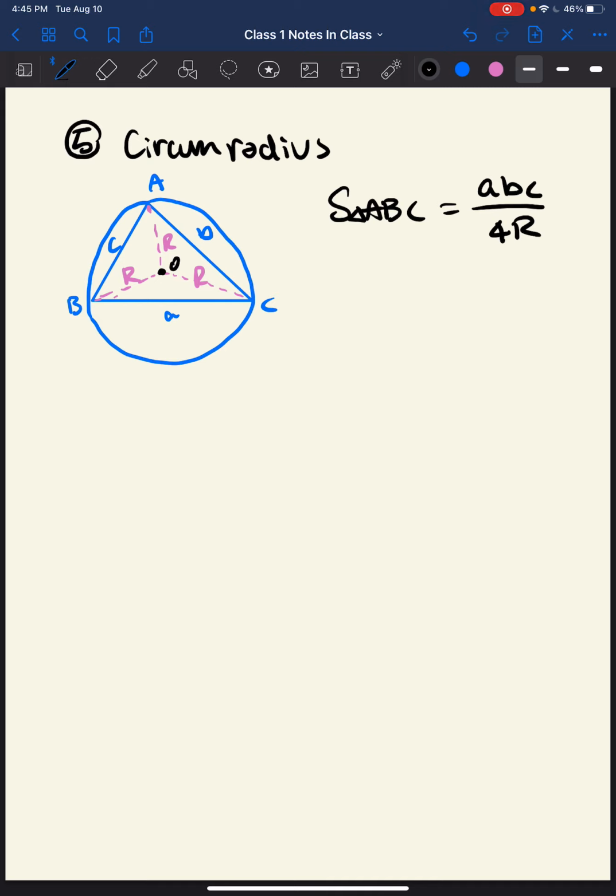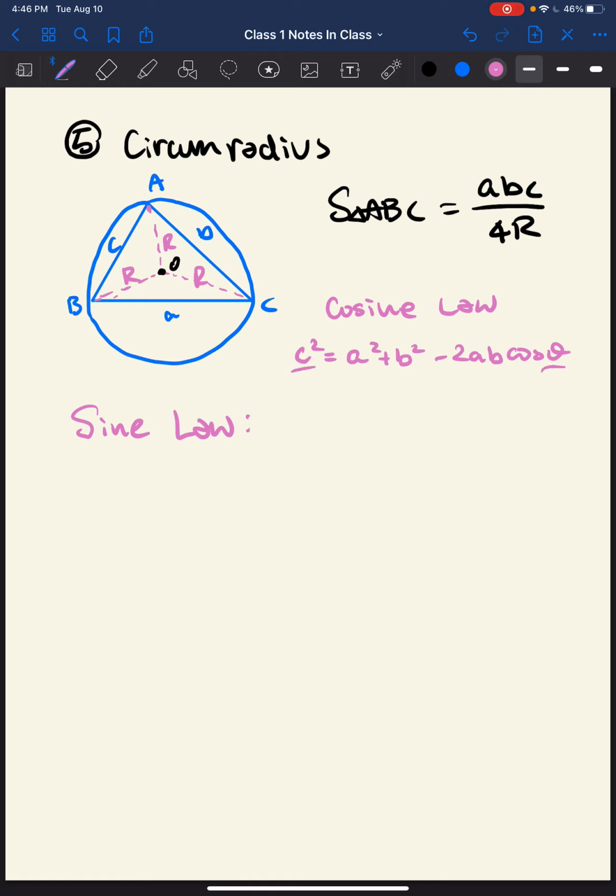So the area of triangle ABC equals a times b times c over 4R. The proof for this needs the sine law, but before that, let me write the cosine law. These are the two most important laws you have to remember for trigonometry. Cosine law is c squared equals a squared plus b squared minus 2ab cosine theta, where theta corresponds to the angle opposite side length c.